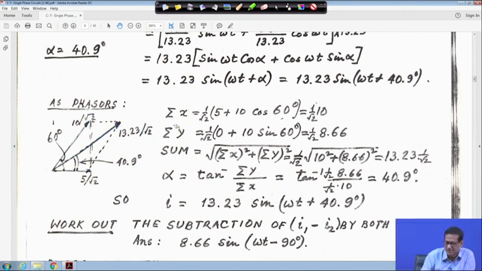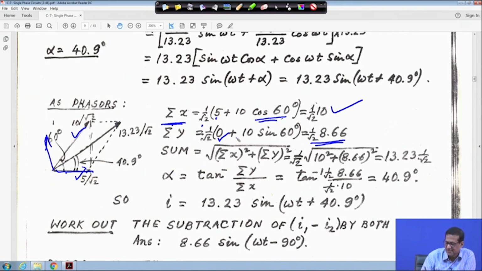Now, if you take a projection on the x axis, this is the reference, so 5 by root 2, actually everywhere root 2 will come, that is why this root 2 is taken outside, right, plus 10 by root 2 cosine of 60 degree. This is the x projection. Similarly, for the y axis, the reference has projection 0, plus it is 10 sin 60, that is 8.66 by root 2.